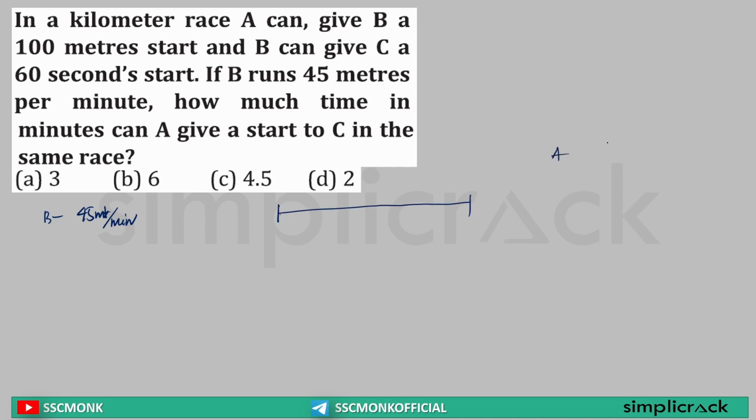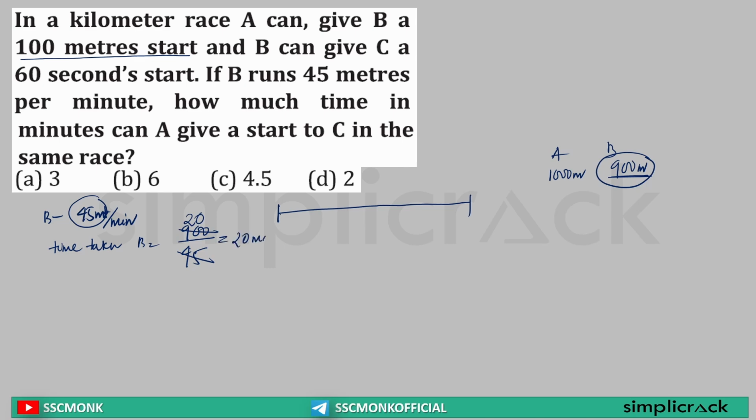Sir, between A and B, A is giving 100 meter start to B. That means A is running 1000 meter, B is running 900 meter. Distance covered by B is 900 meter. B speed is 45 meter per minute. So, time taken by B is equal to the distance divided by the speed. 45 2s are 90, 0 here. That means B takes 20 minutes to reach the destination.